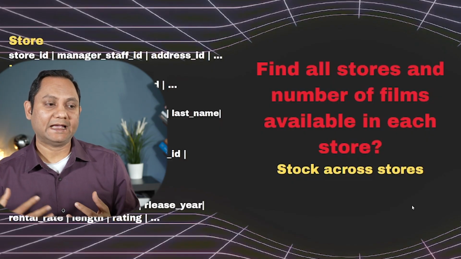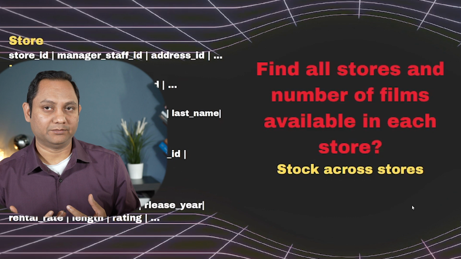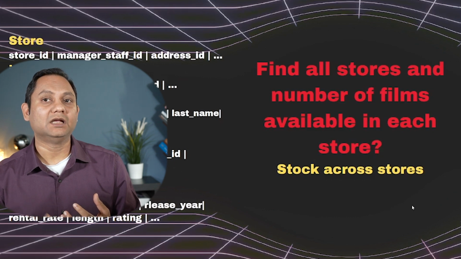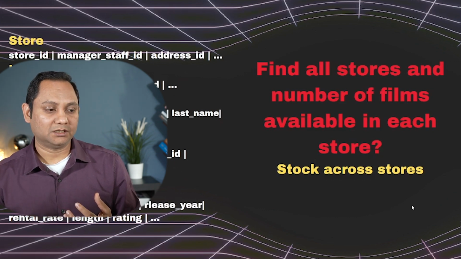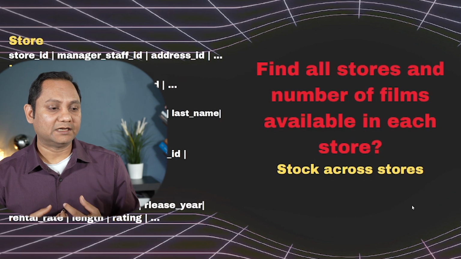Now many a times as an analyst we are asked to write questions about the out of stock inventory or the stock inventory in e-commerce and CPG domain. So in this movies business domain, the question might come like, find all the stores and the number of movies available in each store. Not all stores may have all the movies available. Some of the movies may be out of stock as well. So how do we write that query?